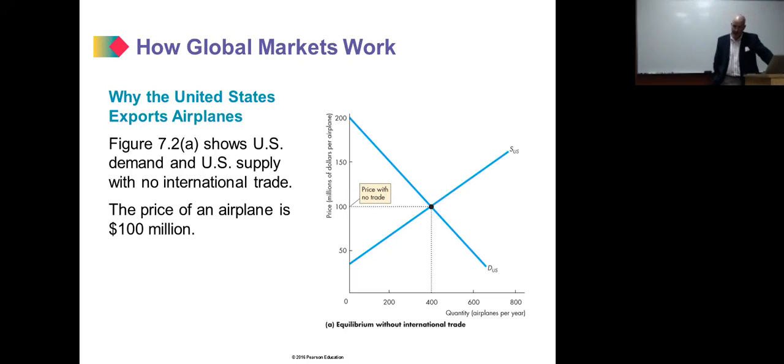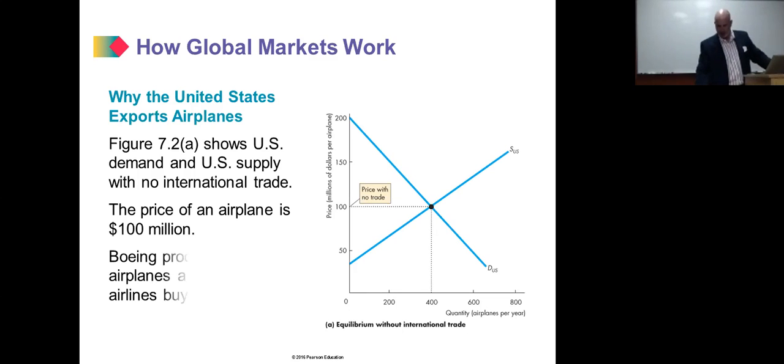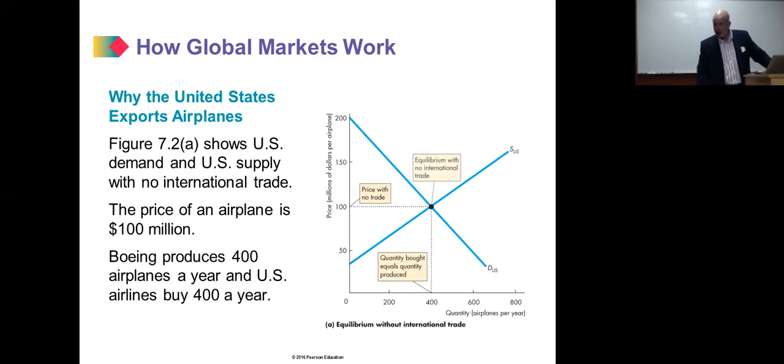million and 400 airplanes. So the price of a plane is 100 million, and at that price, Boeing and its competitors are going to produce 400 a year. And I guess we're focusing on the US, so let's look at just Boeing. So Boeing's willing to produce 400 at that price.